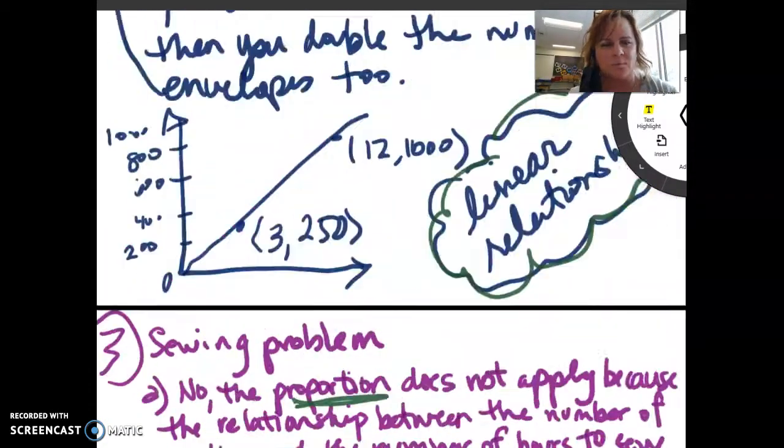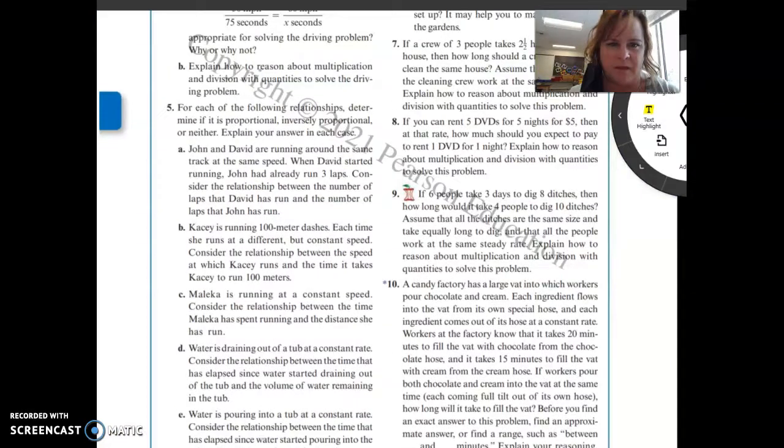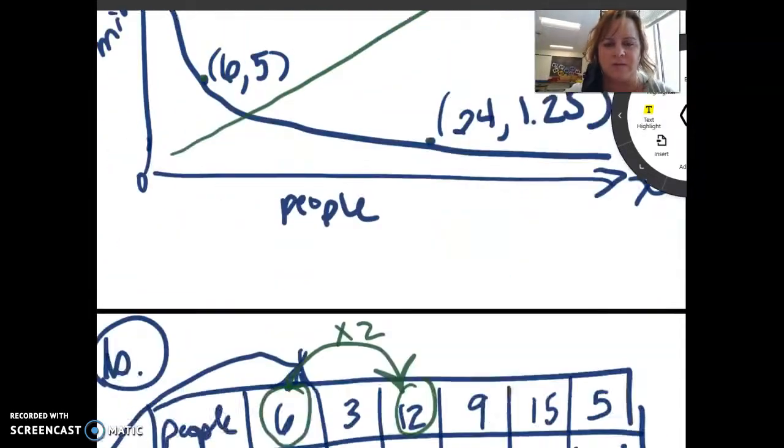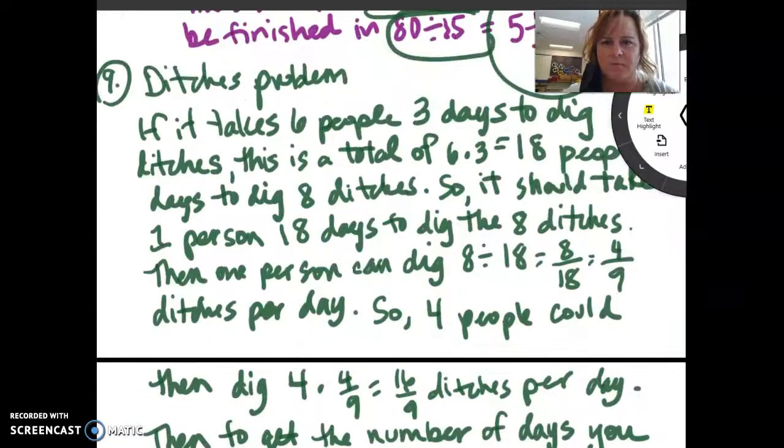All right, and then one more that's just like this as well is the ditches problem. If 6 people take 3 days to dig 8 ditches, then how long would it take 4 people to dig 10 ditches? We're going to assume all the ditches are the same size and that it takes equally long to dig and that all the people work at the same exact steady rate. That's how these problems end up working for us. So we're going to explain how to reason with multiplication and division in this problem. All right, here we go.